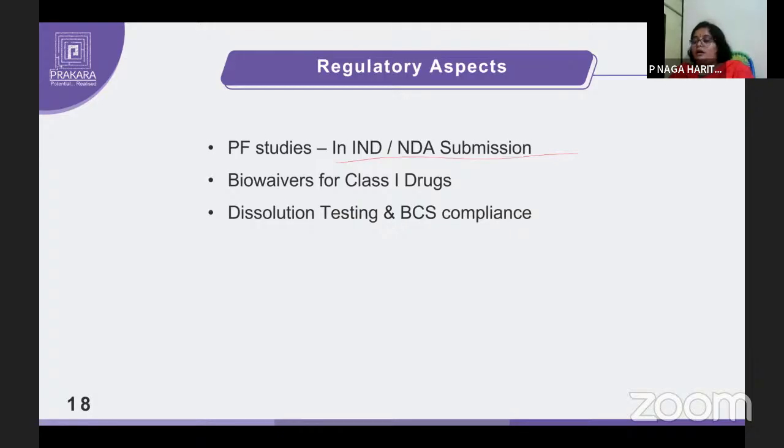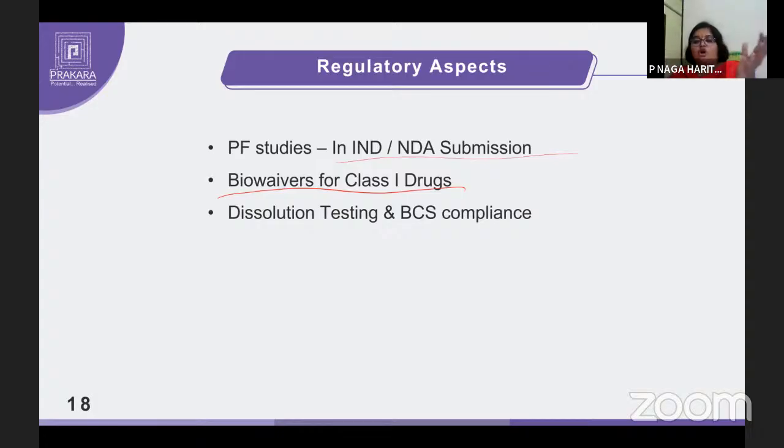And also, it helps in biowaivers for class 1 drugs, as they eliminate the need for in vivo bioequivalence studies, which saves time as well as resources. And also the dissolution testing and BCS compliance ensure the regulatory standards which we receive from the FDA as well as the ICH.